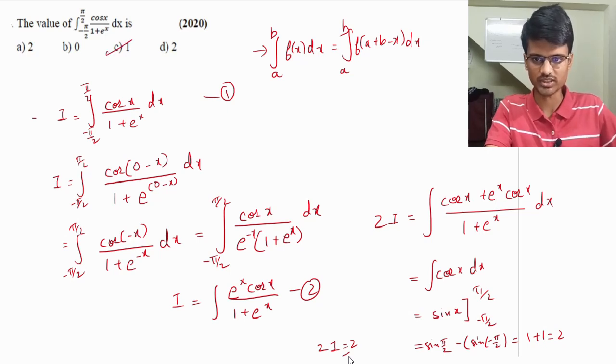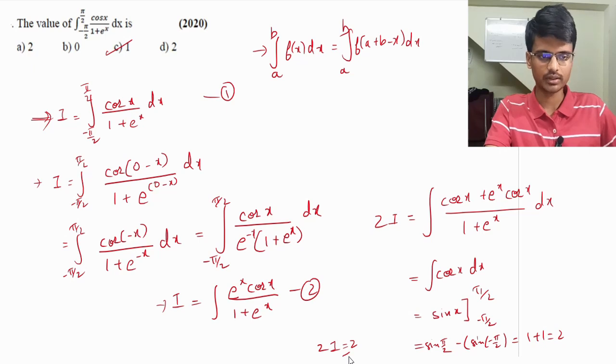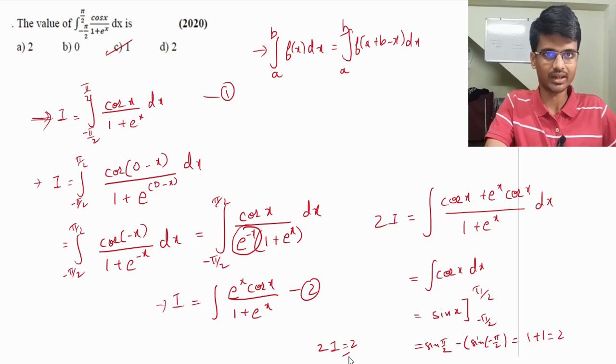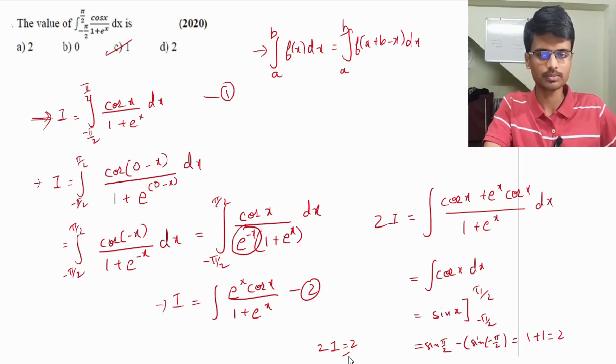So what did we do first? We applied the property. We got this, and then we added both of them. We added both the integrals I and I. We got 2I and we simplified. We took e power minus x common in this step. That was an important thing you need to know. So this is the technique that you have to use. So this was asked in 2022. So yes, you can solve it in a minute easily.